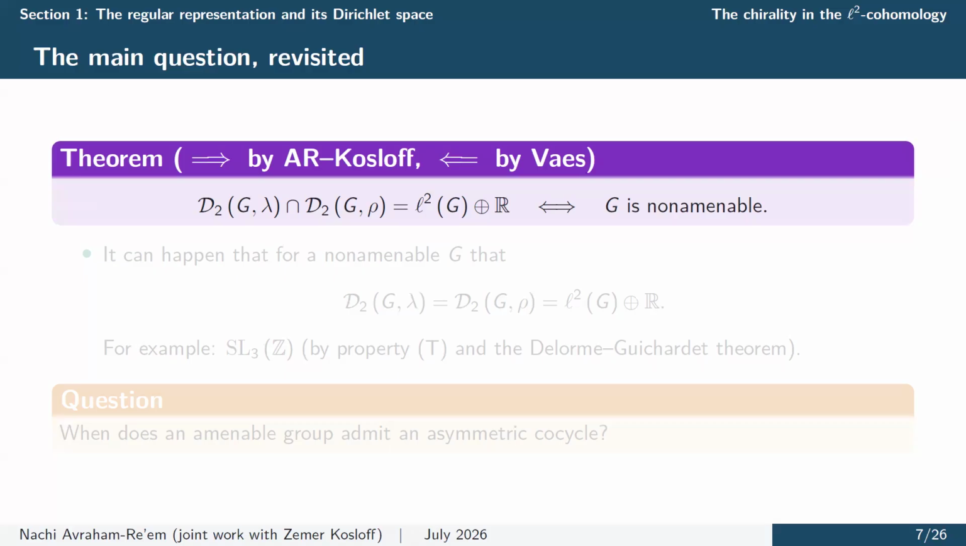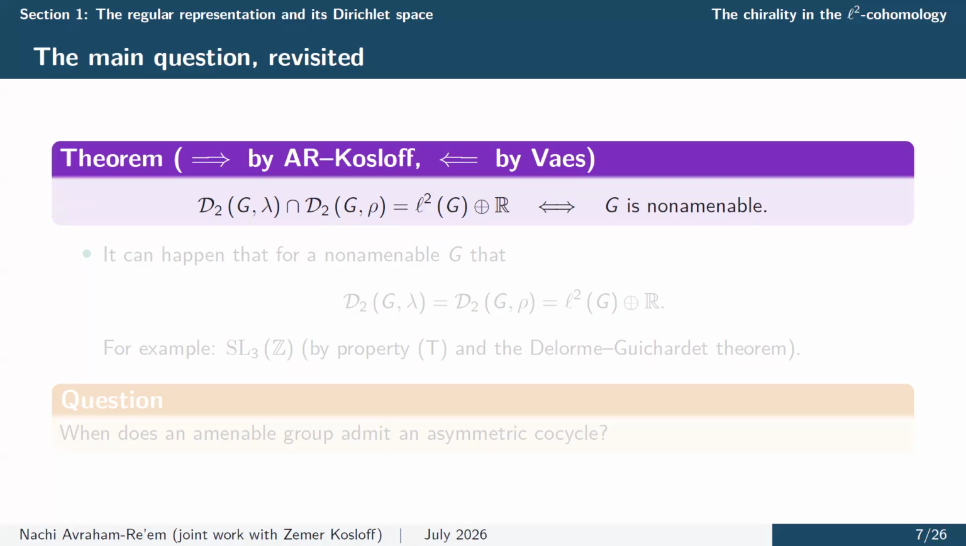Okay, if you take some cocycle which is non-trivial on the group, then it must be either, say, for the left regular representation, that it will never also be a cocycle for the right regular representation. Okay? That's an interesting phenomenon in non-amenable groups.